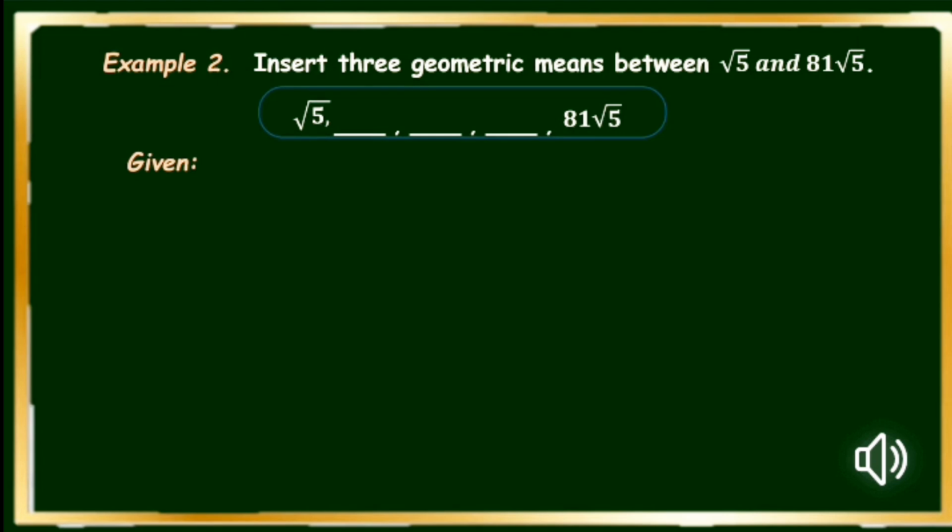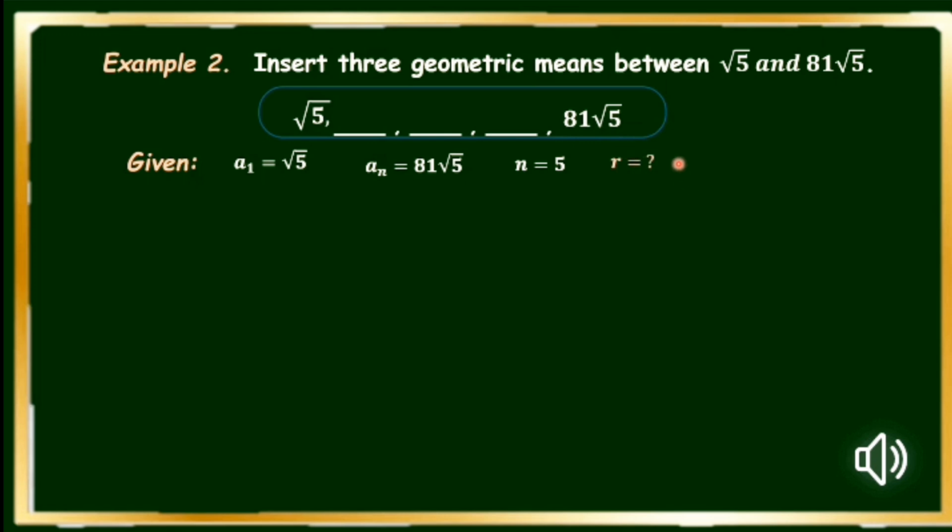For our next example, insert 3 geometric means between square root of 5 and 81 over square root of 5. So this is square root of 5, and then we will insert 3, 1, 2, 3 geometric means, then the last term would be 81 over square root of 5. So a sub 1 equals square root of 5. A sub n, the last term, is 81 over square root of 5. N is equal to 5 because after inserting 3, we will have a total of 5 terms.